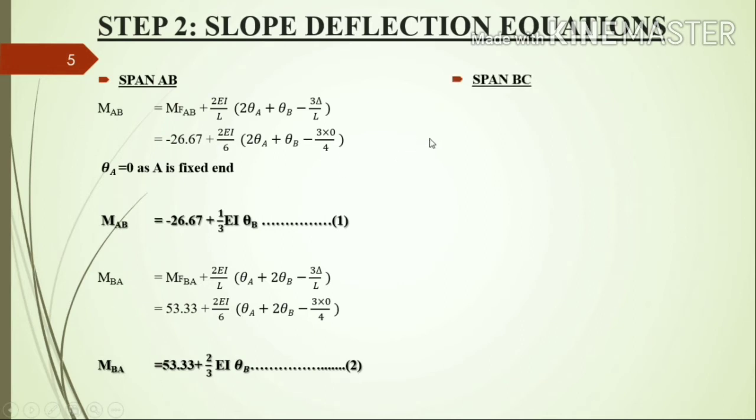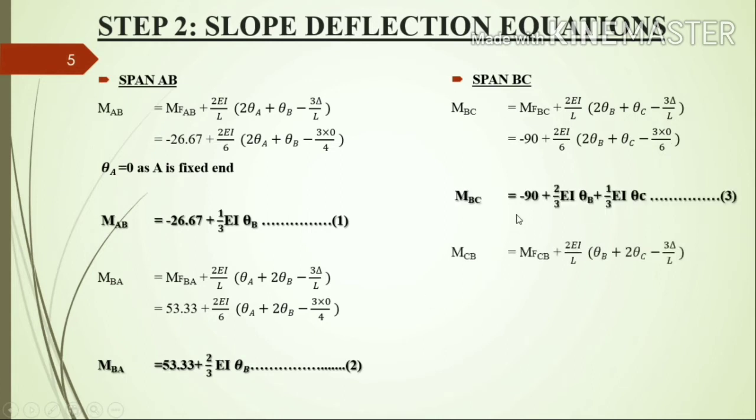Along the span BC, MBC is equal to M of BC plus 2 EI by L into 2 theta B plus theta C minus 3 delta by L. Then substitute the value of M of BC, minus 90 plus 2 EI by 6. Here also E is equal to E and I is equal to I. Then 2 EI by 6 into 2 theta B plus theta C minus value of delta is 0.